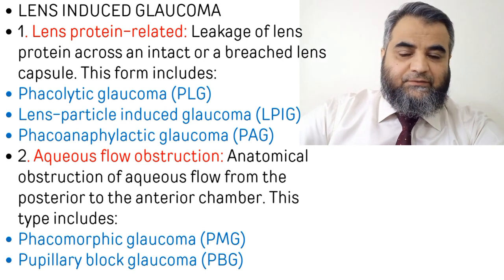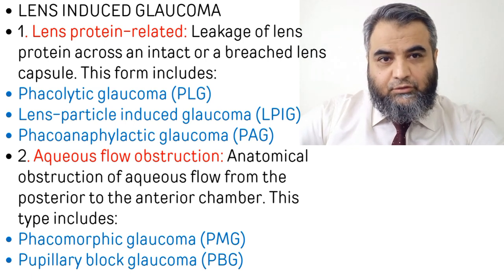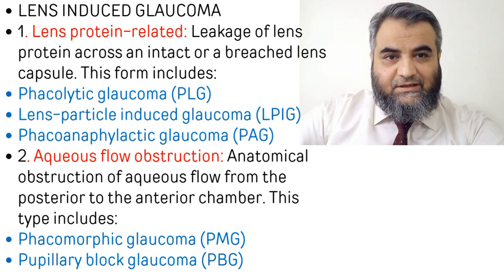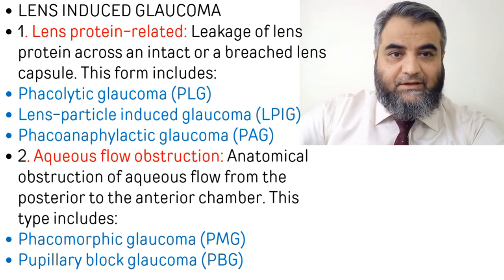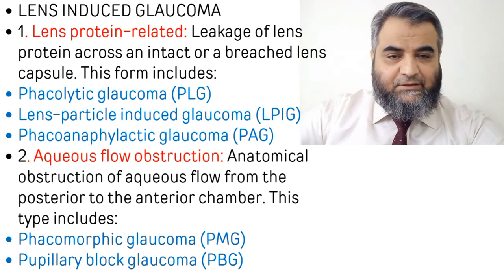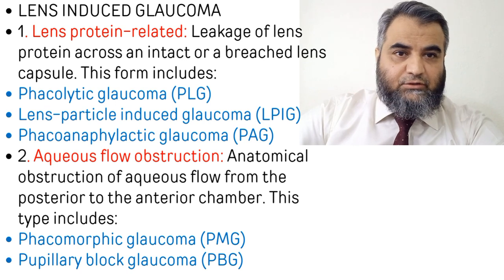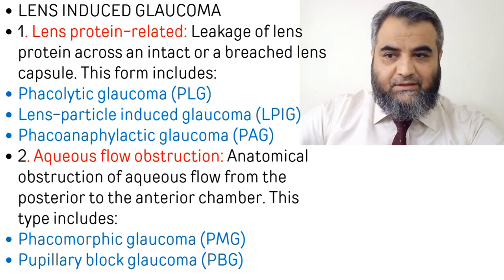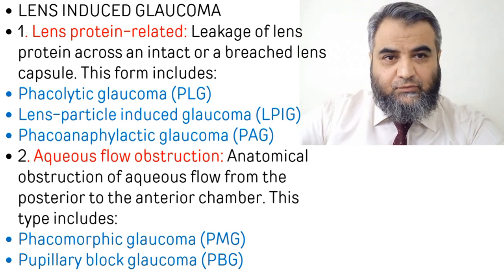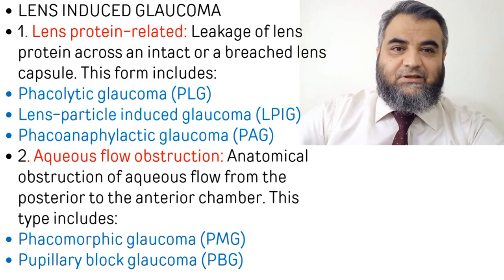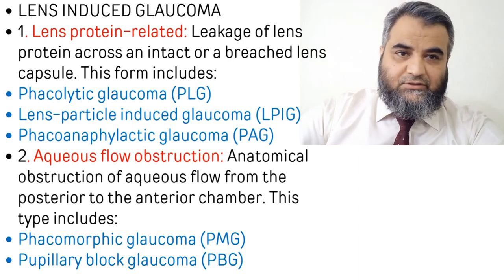Lens-induced glaucomas may be lens protein related. For example, in this case, phacolytic glaucoma, the lens is so mature that lens material has leaked from the lens capsule and is clogging the trabecular meshwork, increasing intraocular pressure. The other is lens particle glaucoma: after trauma or cataract surgery, lens particles are released which block the trabecular meshwork. The other is phacoanaphylactic, or phacoantigenic, glaucoma: released or retained lens material after cataract surgery or trauma induces inflammation, and that inflammation leads to increased intraocular pressure.